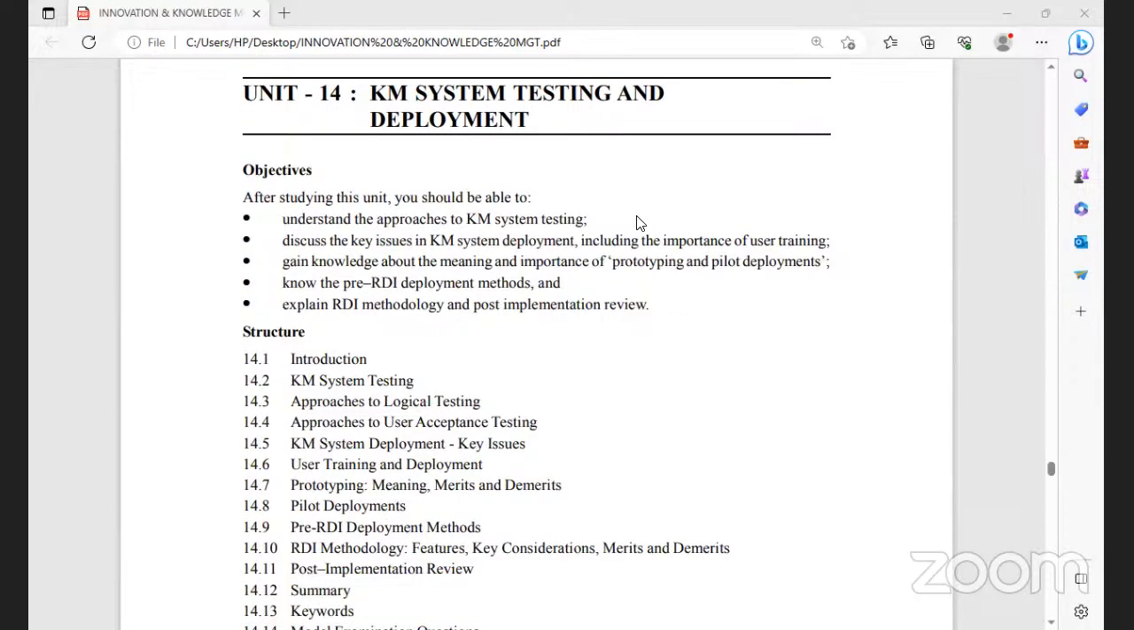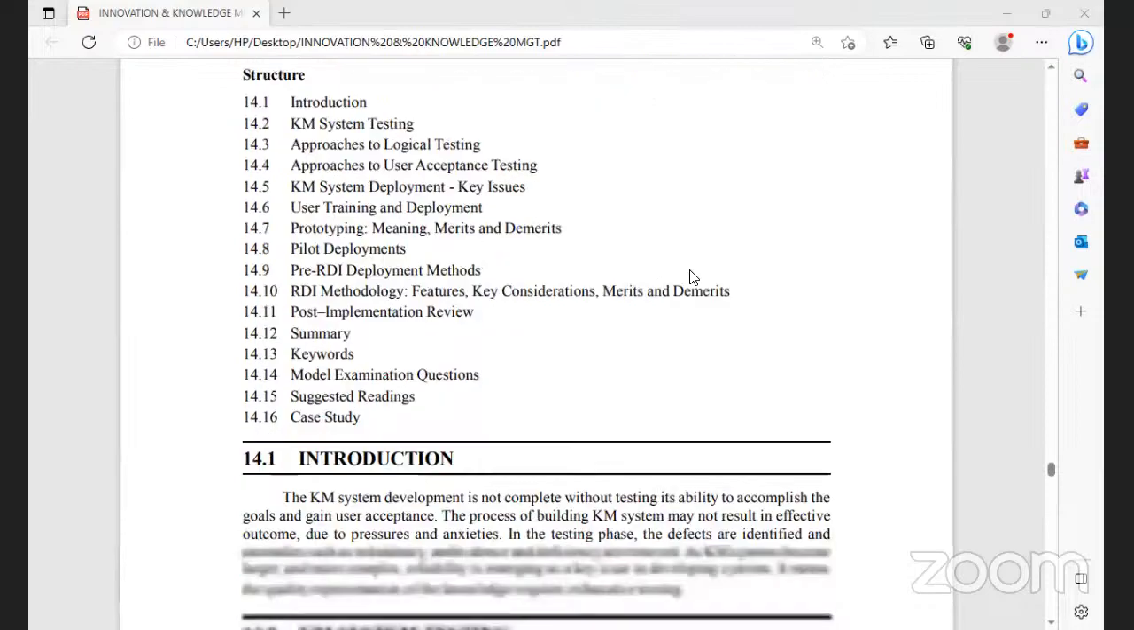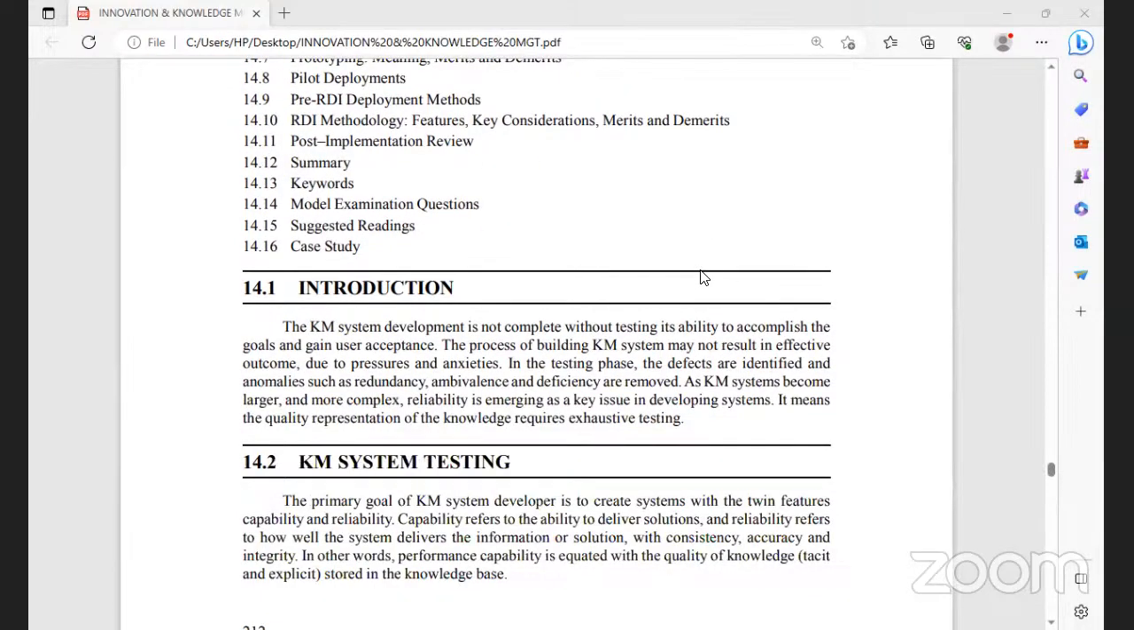Next topic is knowledge management system testing and deployment. It means whenever the project content is made systematic, how to test and deploy the knowledge management system. In this one, we have knowledge management system testing, approaches to logical testing, approaches to user acceptance testing, knowledge management system deployment, user training and deployment, prototyping, pilot deployment, pre-RDA deployment methods, RDA methodology, features, key considerations, merits and demerits, post-implementation review.